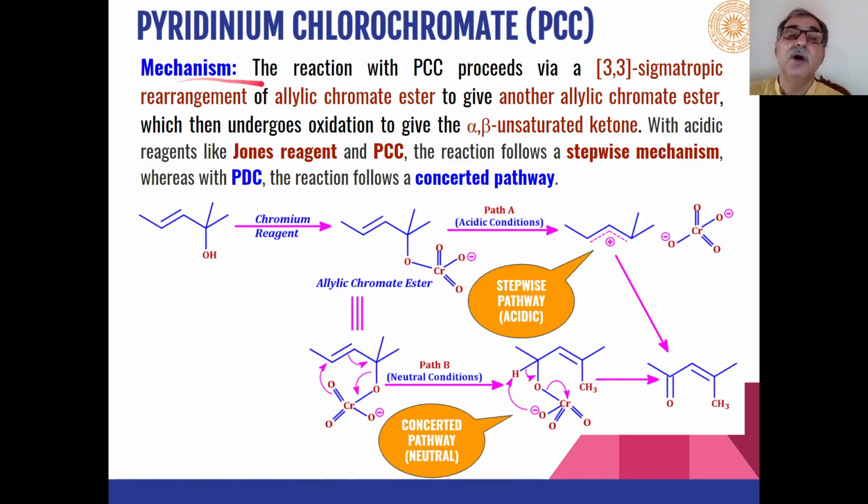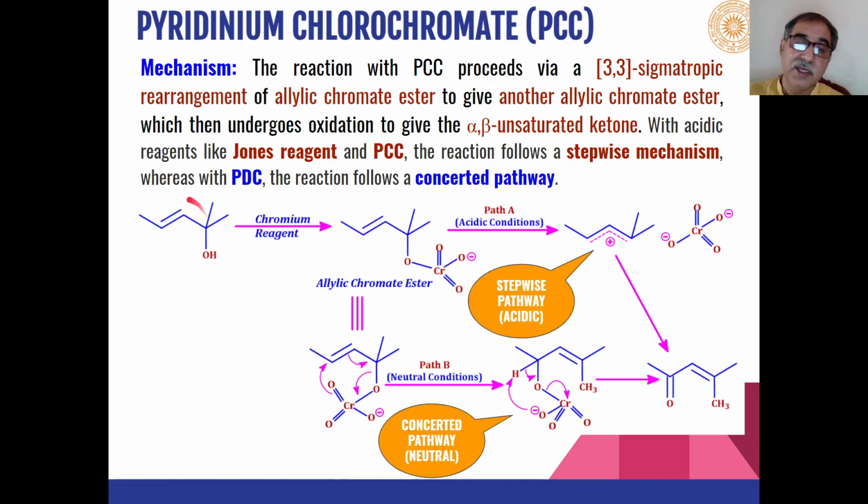Now, as far as the mechanism of this reaction is concerned, there are two different mechanisms which can be followed, depending upon which type of reagent we are using, whether it is an acidic reagent or we are using neutral conditions. For example, Jones reagent, in which a chromic acid intermediate is formed, and pyridinium chlorochromate, these two reagents are acidic reagents, whereas pyridinium dichromate, which is a neutral reagent, will follow a concerted pathway, whereas the reagents under acidic conditions will use the stepwise mechanism.